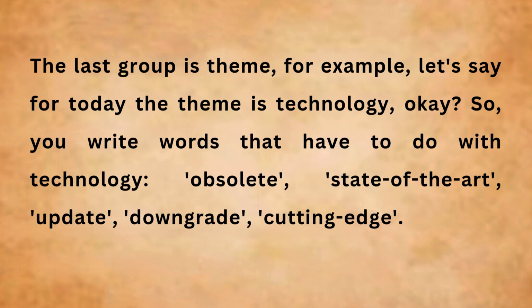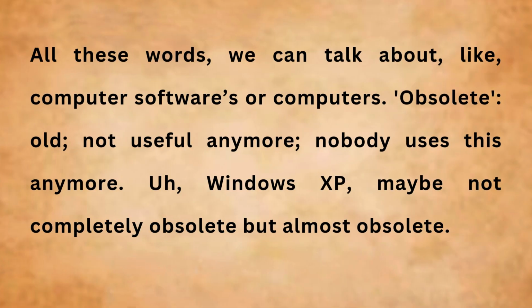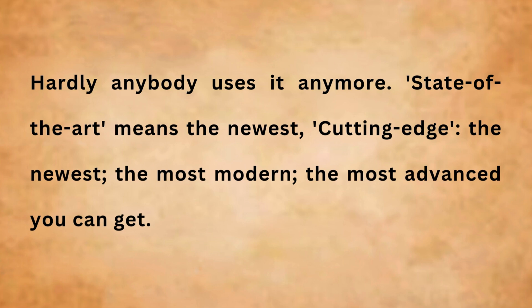The last group is theme, for example. Let's say for today the theme is technology, okay? So you write words that have to do with technology: obsolete, state-of-the-art, update, downgrade, cutting edge. All these words we can talk about like computer software or computers. Obsolete: old, not useful anymore, nobody uses this anymore. Windows XP, maybe not completely obsolete, but almost obsolete. Hardly anybody uses it anymore.